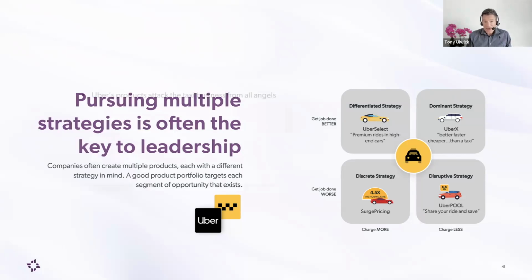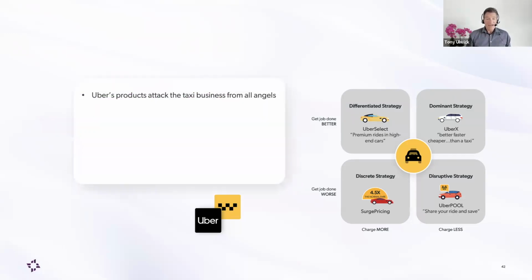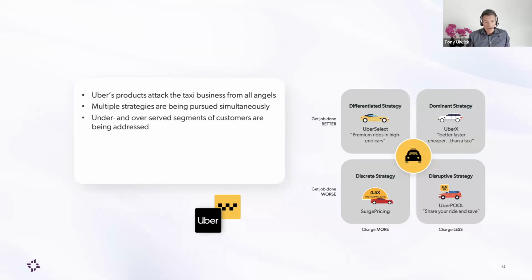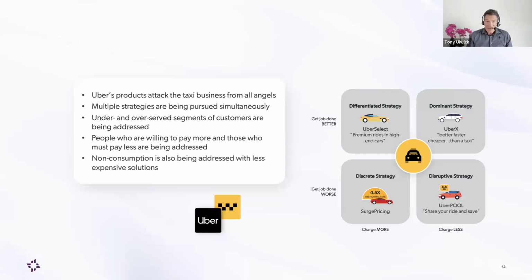So again, this points out, Uber's products attack the taxi business from all different angles. There's multiple strategies that are being pursued simultaneously. There's under and overserved segments that are being addressed. People who are willing to pay more are being addressed. Those who are willing to pay less are being addressed. And non-consumption is also being addressed, which is a great way to go, right?